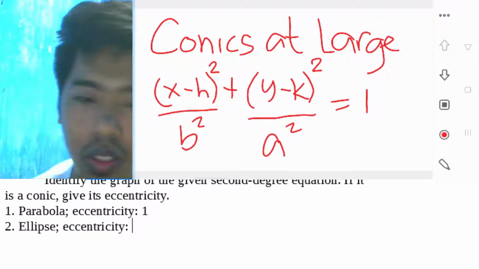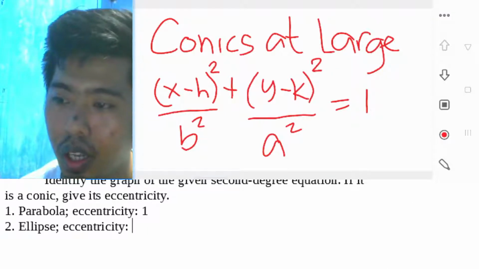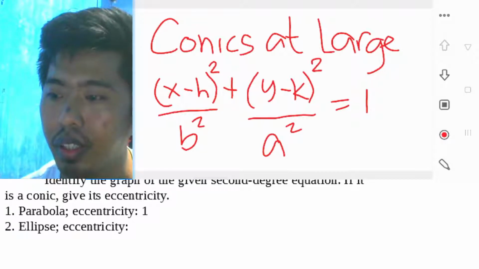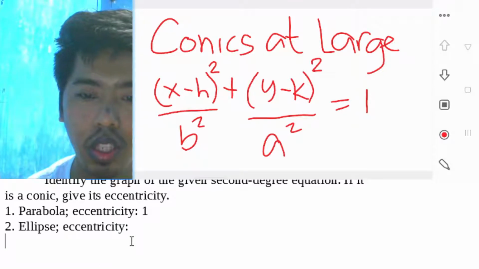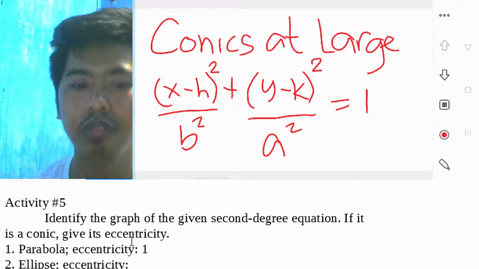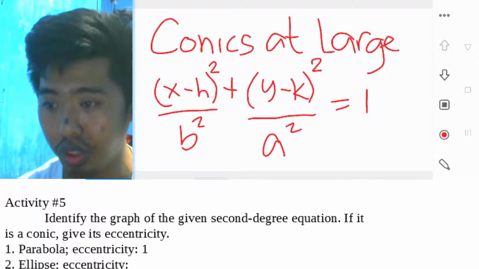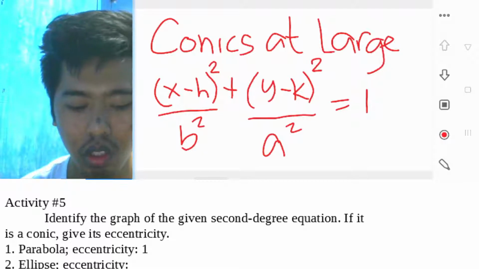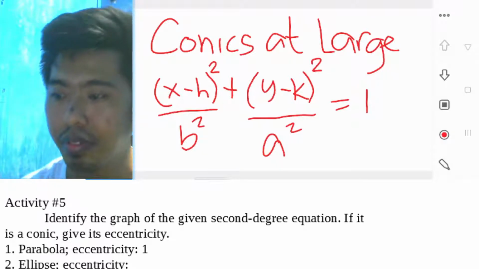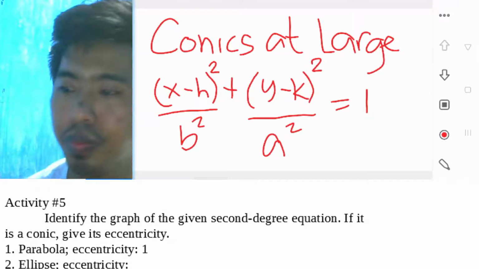Now the question is to identify the graph. So what is the answer when we identify the graph? You should have the center, right? The center of that certain graph of the given second degree equation.